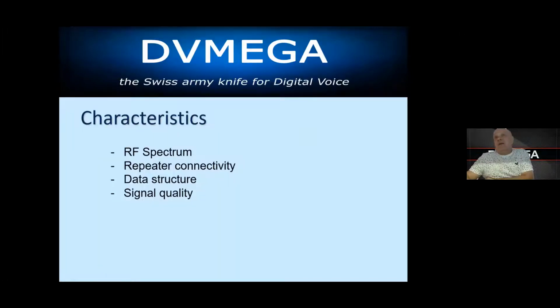Now the characteristics of the three major modes most used: DMR, D-Star and Fusion. I'll tell a bit about the RF spectrum, the repeater connectivity, the data structure, and signal quality compared with analog.